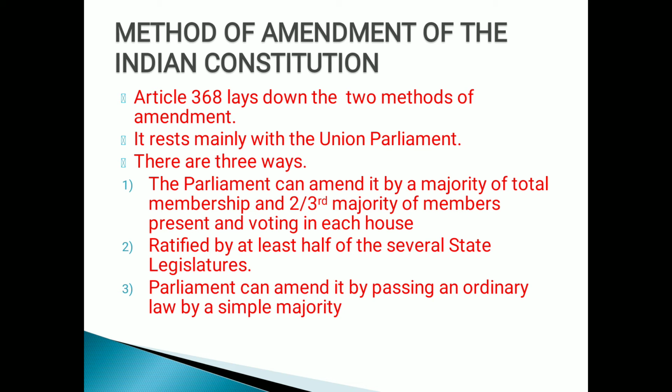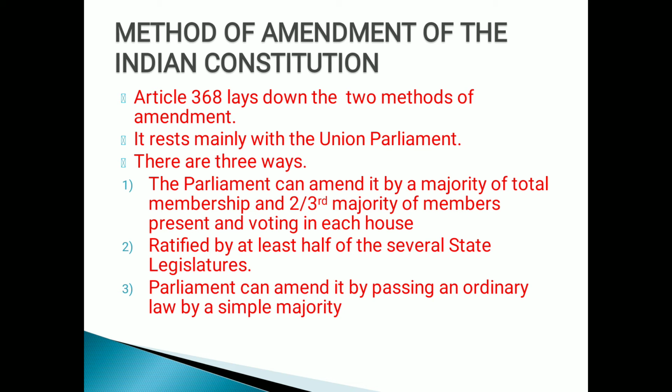Right, now come on to the second method. Amendment by 2/3 majority in both houses of the parliament and ratification by at least half of the several state legislatures. It means, in respect of some key features of the constitution, a rigid method of amendment has been prescribed, in respect of some provisions as specified in Article 368 itself. The amendment involves two stages.